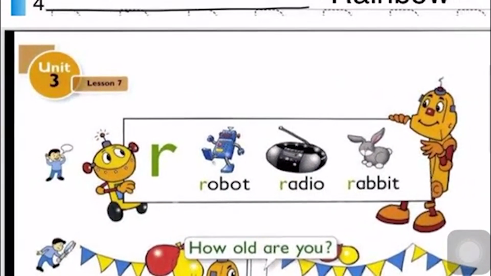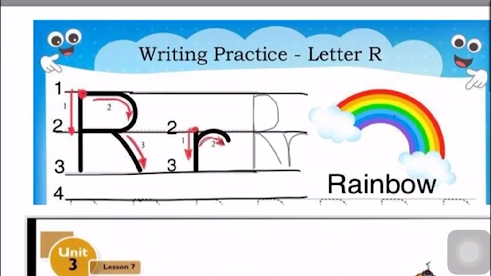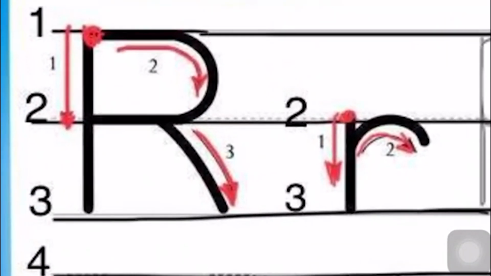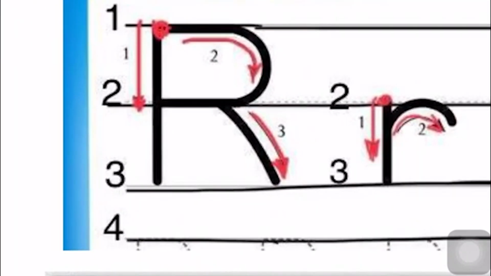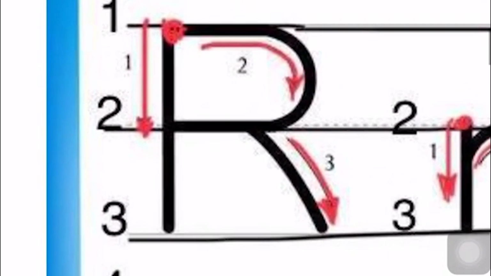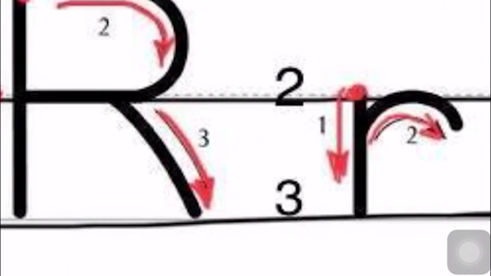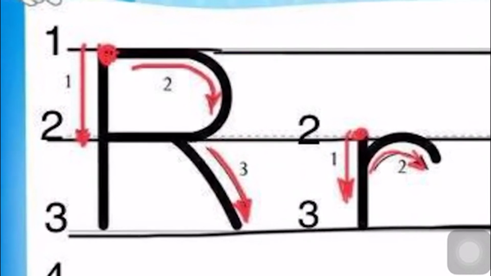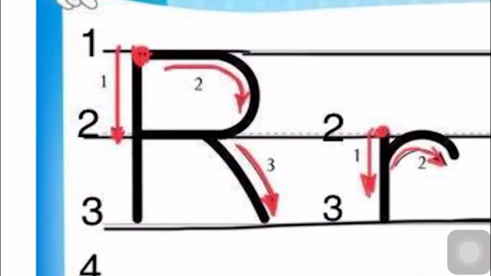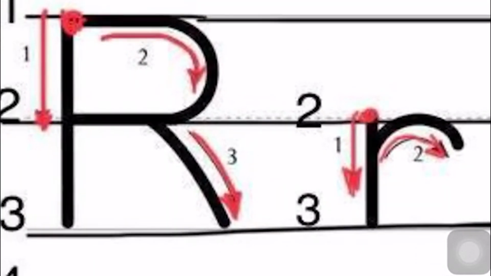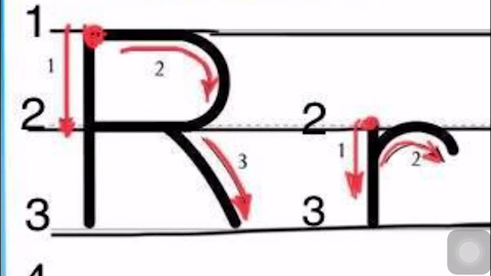Okay. So let's learn how do we write this letter. As we know in English, we have four lines. One, two, three, and four. As you can see, capital R stands on the first three lines, while the small r stands on two lines, two and three. Capital R is totally different from small r.